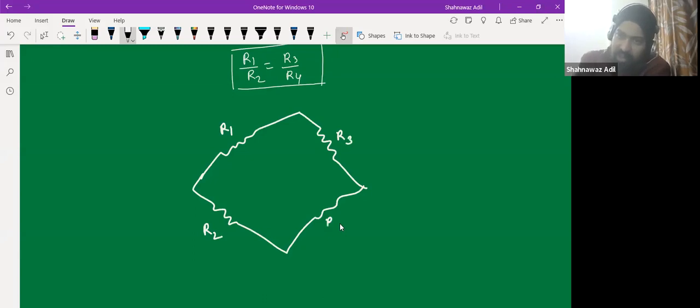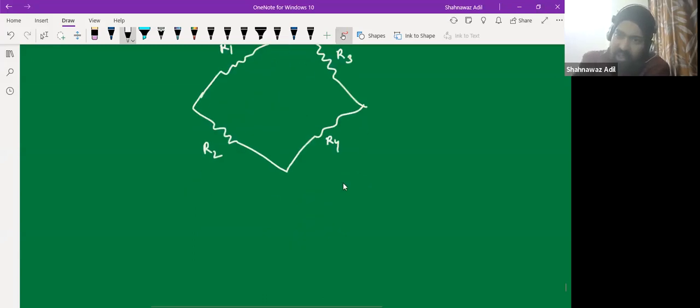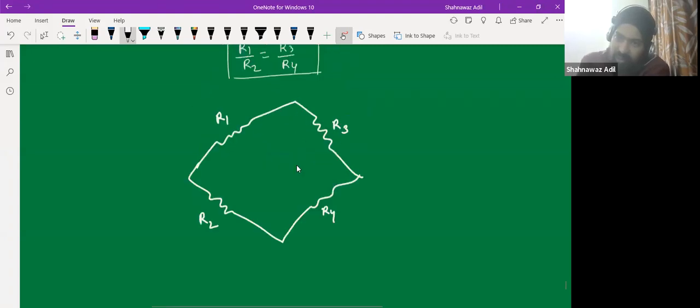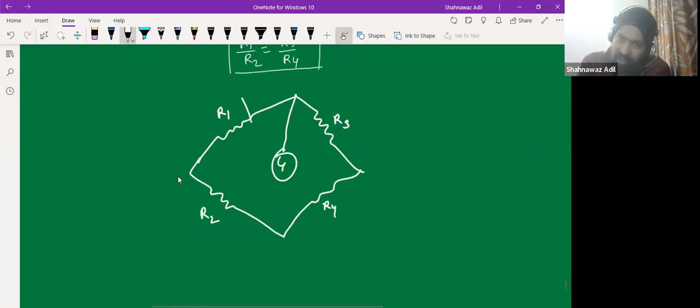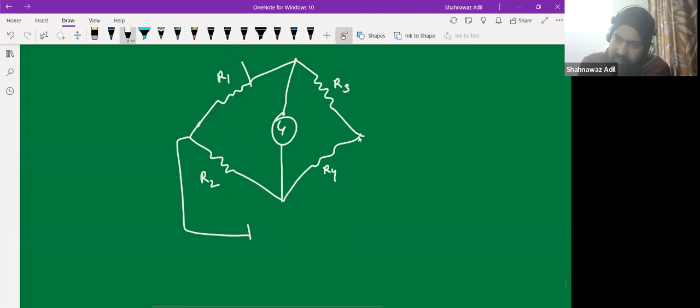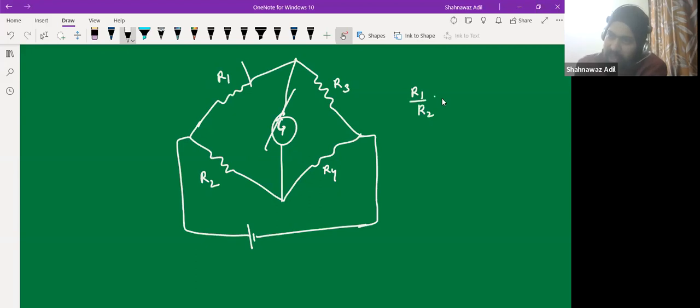This is R, right? So this is the construction. Let's say we have this galvanometer set up at this point, and this is the battery that we have connected. If the galvanometer shows zero reading, then the condition of Wheatstone bridge is fulfilled. Then we know that R1 by R2 is equal to R3 by R. This is the condition of Wheatstone bridge.